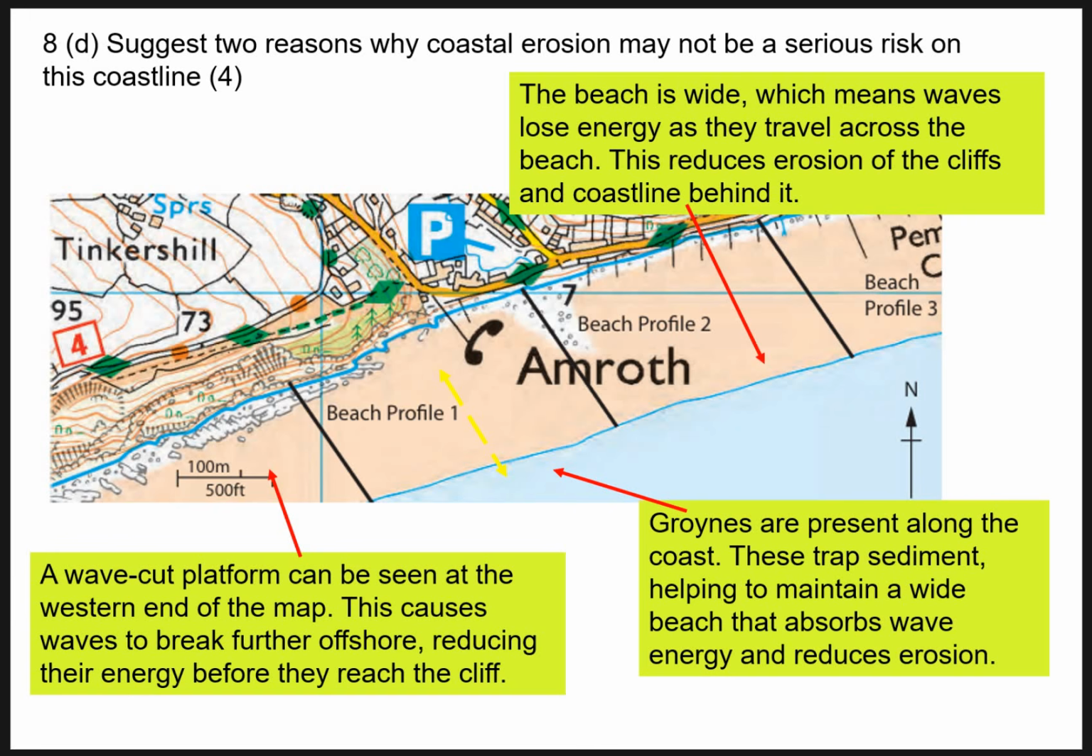8D. Suggest 2 reasons why coastal erosion may not be a serious risk on this particular coastline. So there's quite a few things going on this map that help us with that. Well, let's look at how wide the beach is. This means that waves lose energy as they travel across the beach, reducing the erosion of the cliffs and the coastline behind it. We've got the groins, so groins are present along the coast. These trap sediment and maintain a wide beach that absorbs wave energy and reduces erosion. And then on the western side, we've got the wave cut platform here. So this causes waves to break further offshore, reducing their energy before reaching the actual cliff itself.